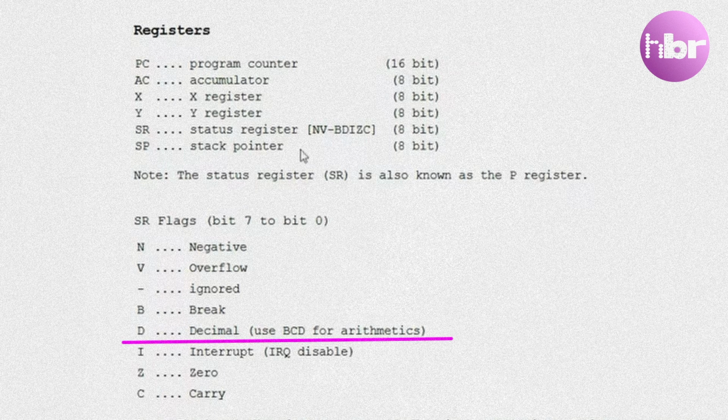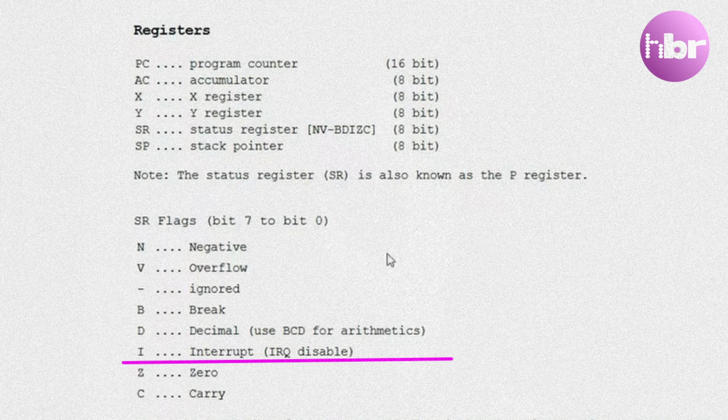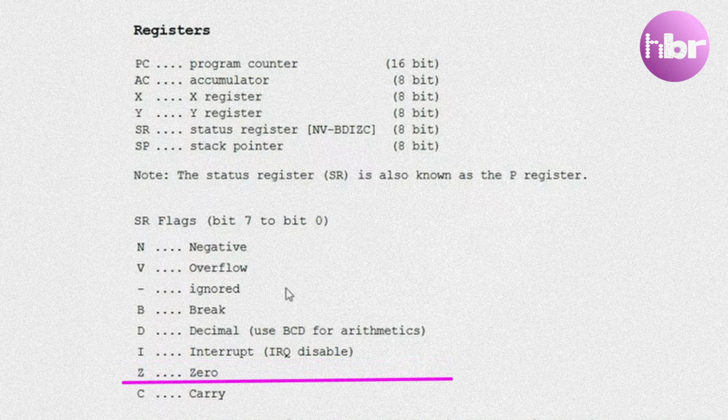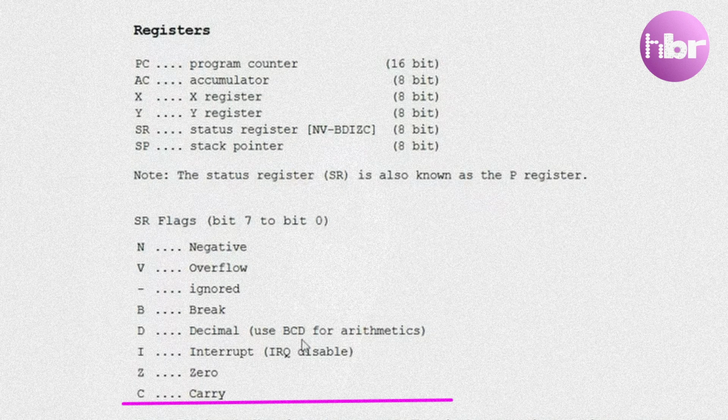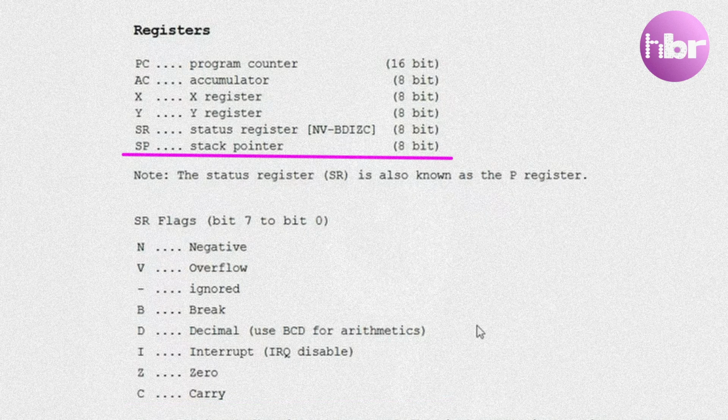It's rarely used. It's basically a legacy feature that makes the CPU do arithmetic in binary coded decimal, which isn't really relevant today. Other flags include the interrupt disable bit, the zero flag, literally was the result zero, and the carry flag. If you're not sure what those mean, there are plenty of good write-ups online explaining how they behave in detail. The final register is the stack pointer.